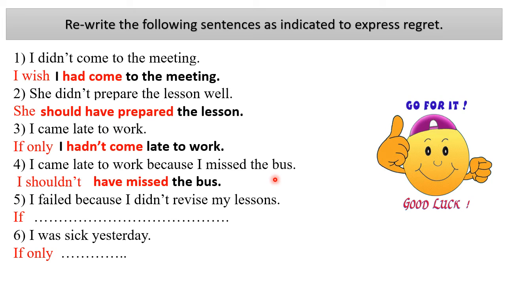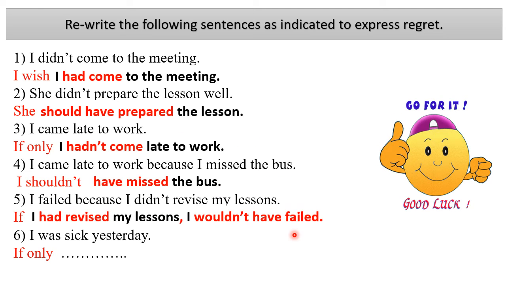5. I failed because I didn't revise my lessons. If. So we have if, so it's obviously conditional. And talking about regret, expressing regret, so we need to use conditional type 3. If I had revised my lessons, I wouldn't have failed. Okay? So, pay attention, there is one point here. I failed is affirmative. Wouldn't have failed is negative. So affirmative we turn into negative. Look with me here.